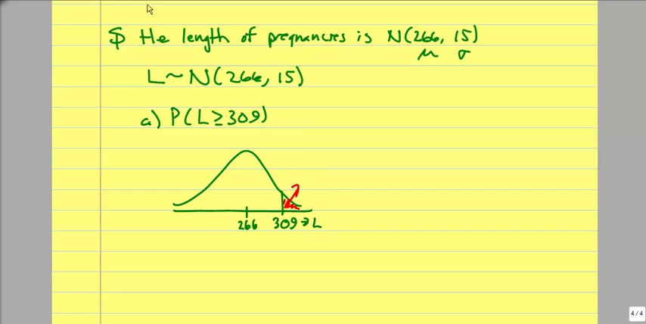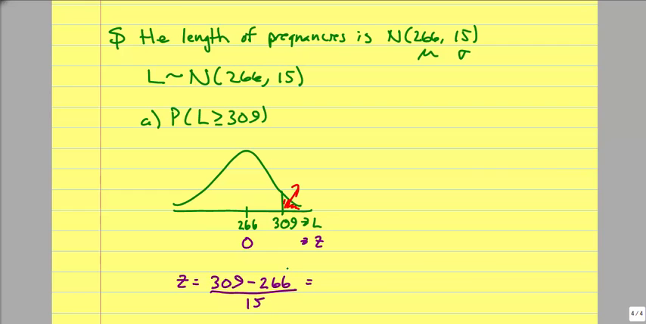What I need to do is standardize these to my z distribution. Remember, the mean always standardizes to zero. And what we need to do is figure out 309. How many standard deviations is that above the mean? Well, you could logic your way through it and look at the distance between these two and divide it by 15, or we can just go back to that same formula. Z equals 309 minus my mean, my mean is 266, all over sigma.